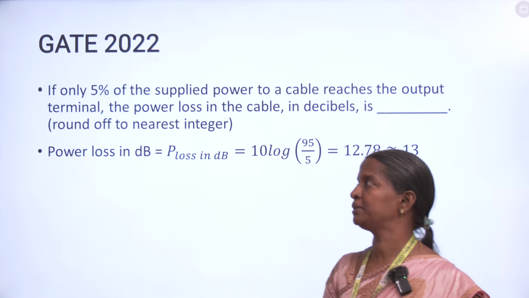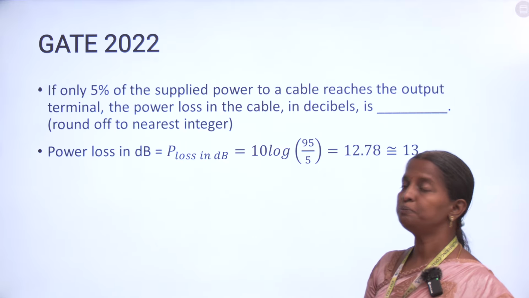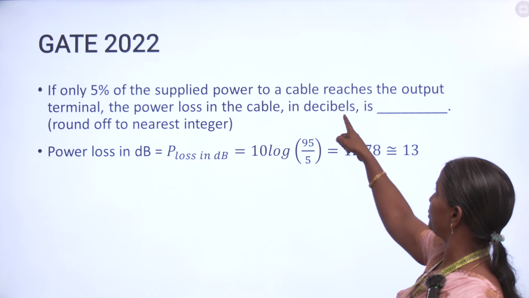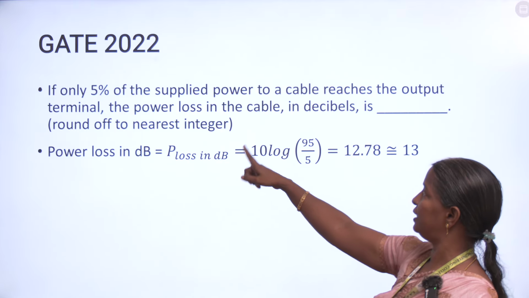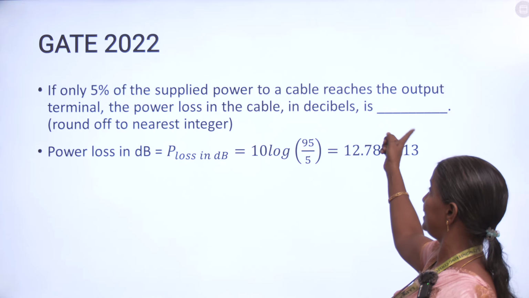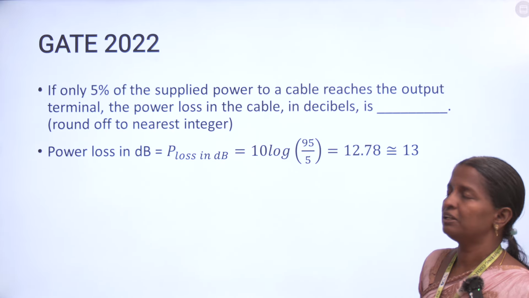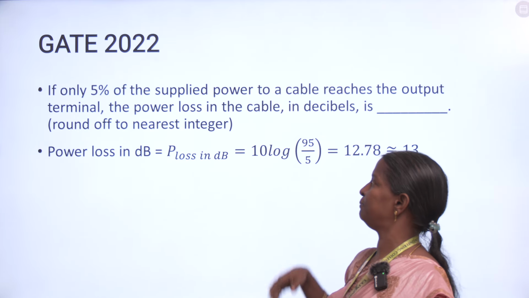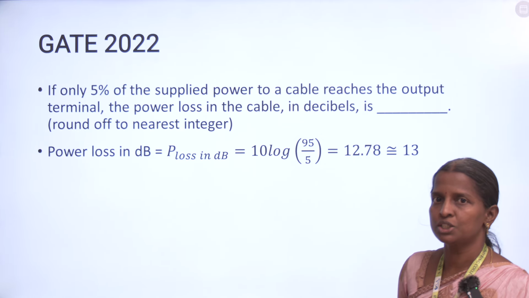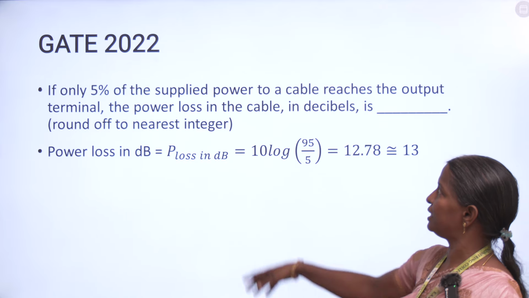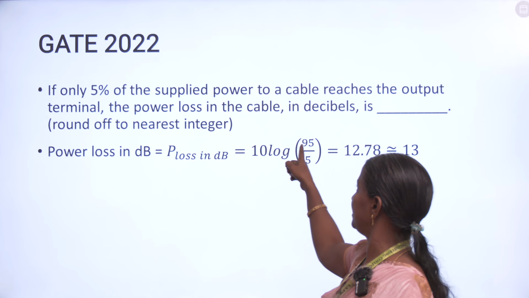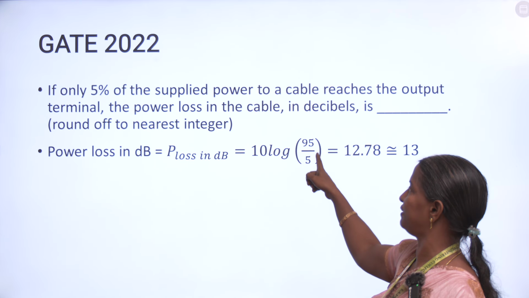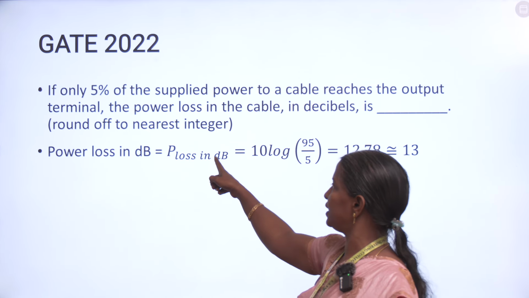Let us see the GATE questions. GATE 2022. If only 5% of the supplied power to a cable reaches the output terminal, the power loss in the cable in decibel is. So we know very well, if you want to calculate the power loss in decibel, you have to take the power loss, not the power. So what is the power loss they have given? If you have 100, you have to subtract the 5%. So it is 95 by 5, and they are asking in decibels.